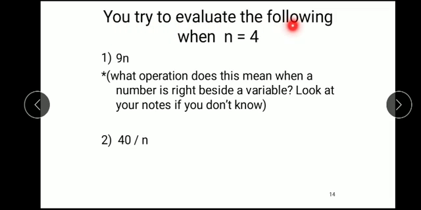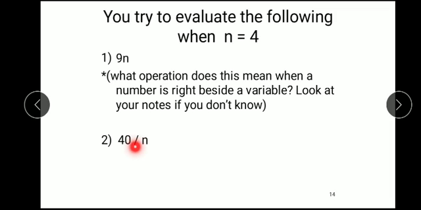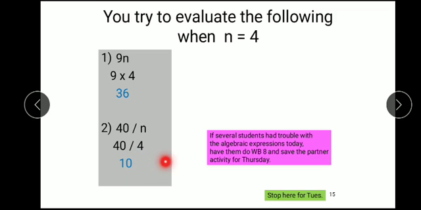You try to evaluate the following when n equals 4. 9n. Now see here, no operator is there, meaning no plus, minus, into or divide. When nothing is there, it means 9 is multiplied with n. So 9 into n will give you 9 times 4, which is 36. Next, 40 divided by n. The value of n is 4. So 40 by 4 will give you 10.